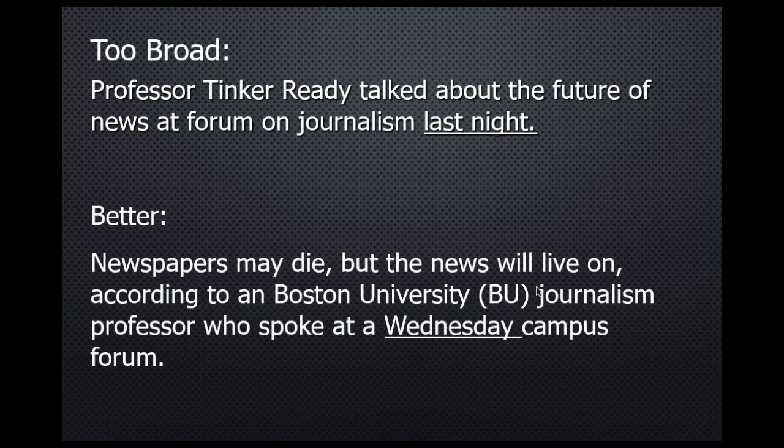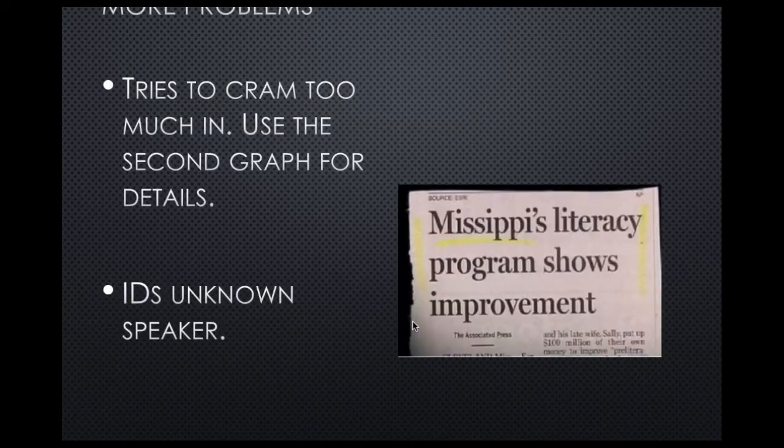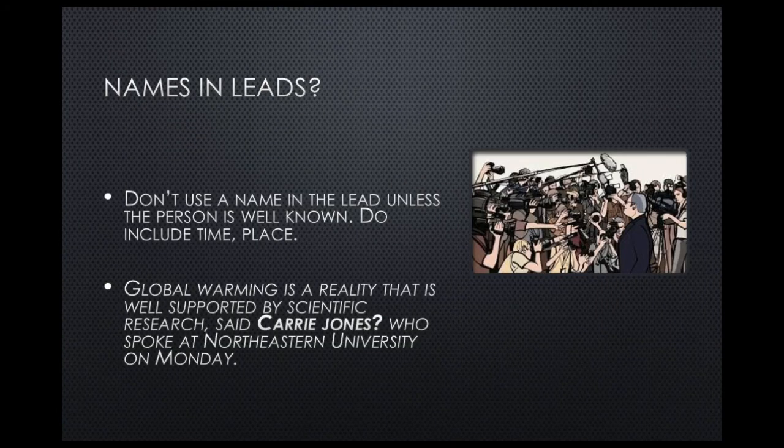Another problem is people try to just cram too much in there, and so that's why we have the second paragraph, and for the names of people. So, for example, here's a name. If I wrote this story, global warming is a reality that is well supported by scientific research, said Carrie Jones, who spoke at Northeastern University on Monday. Who's Carrie Jones? Nobody knows who Carrie Jones is. She's no one, because I made her up.